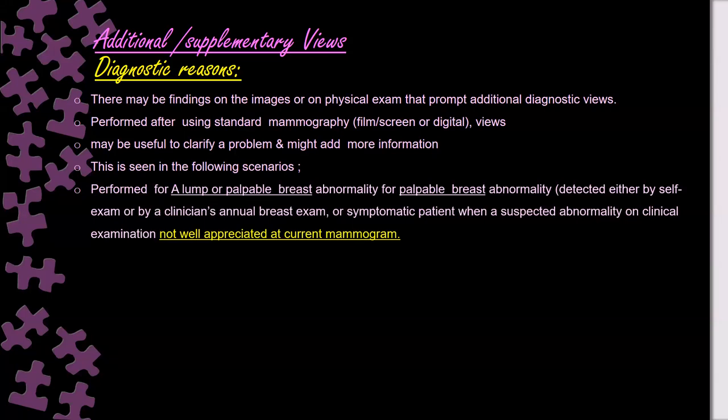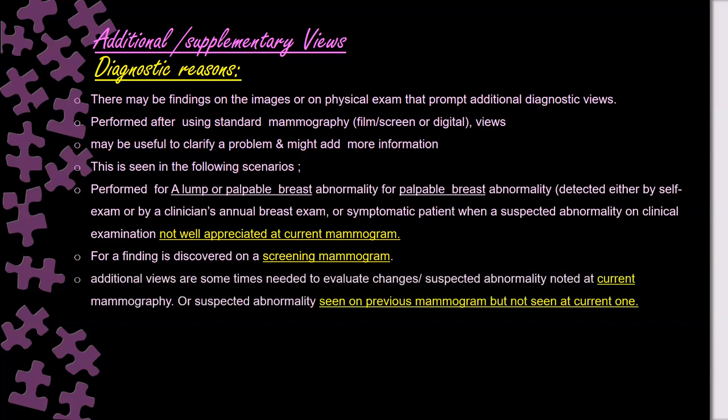For a lump or palpable abnormality, detected either on self examination or annual clinician breast examination for annual screening, or in symptomatic patients. When there is a suspected abnormality on clinical examination, but mammography does not appreciate that clinically palpable abnormality, you might need to add supplementary views. Or for a finding discovered on a screening mammogram, you need to do additional views to characterize it further, or to evaluate changes or a suspected abnormality noted at current mammography, or a suspected abnormality seen on a previous mammogram but not seen at current mammography.